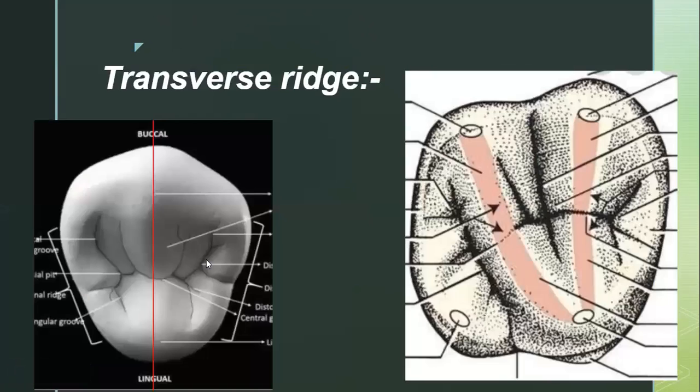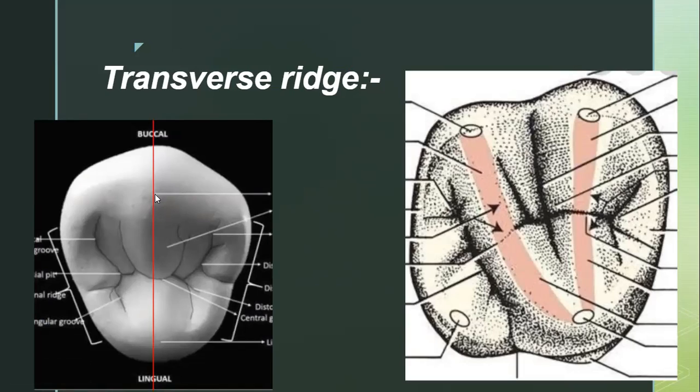Then we have a transverse ridge, right? A transverse ridge is basically formed by the union of two triangular ridges. The two triangular ridges meet and form a transverse ridge. It is basically a crossing, or you can say transverse, like a diagonal shape. Transverse ridges are present in posterior teeth, which are premolars and molars, right?